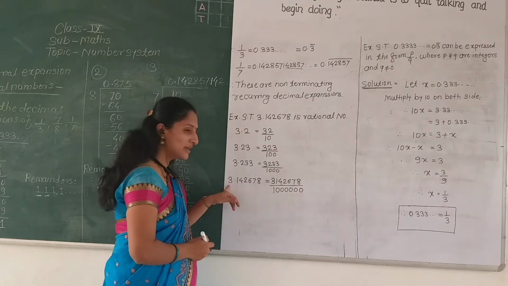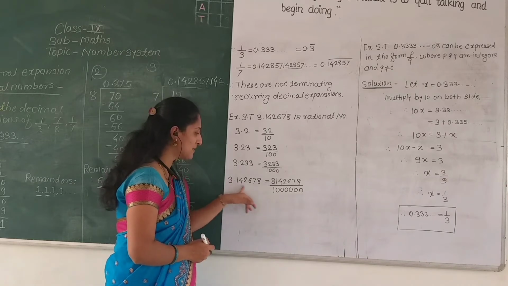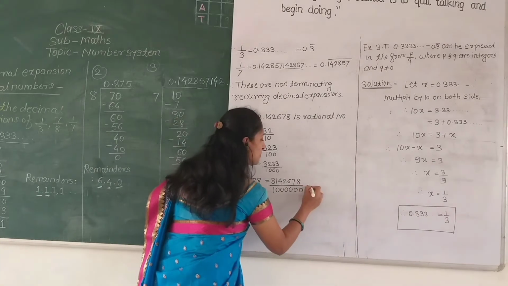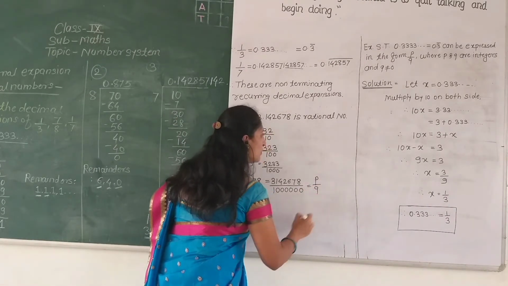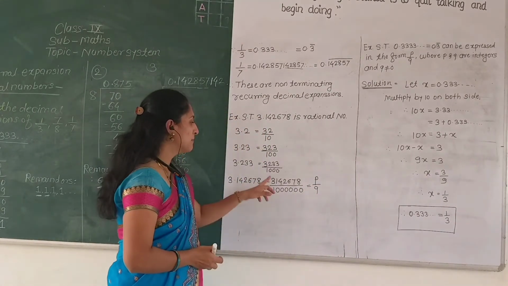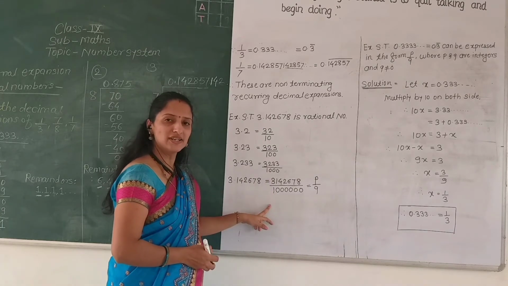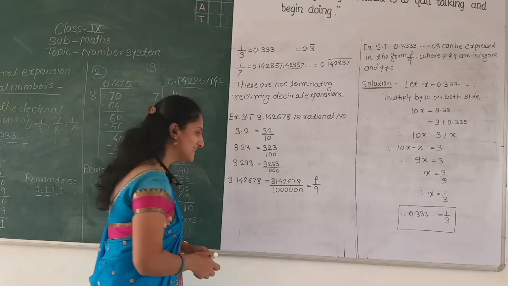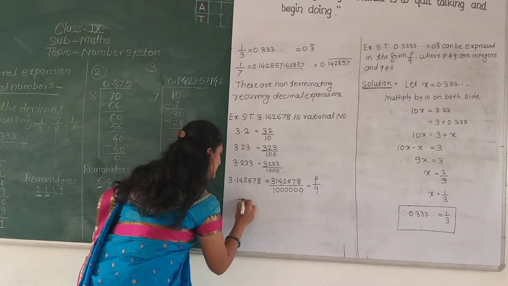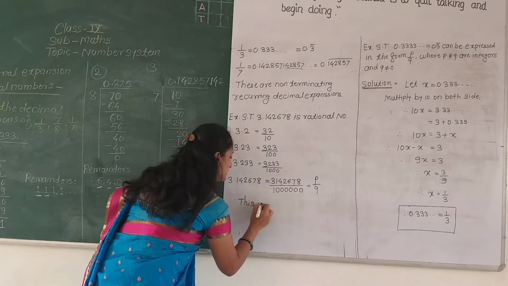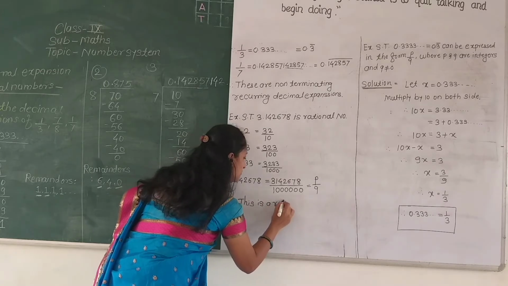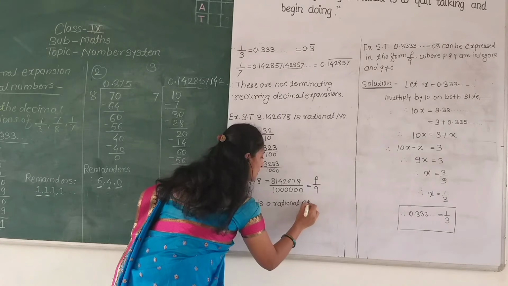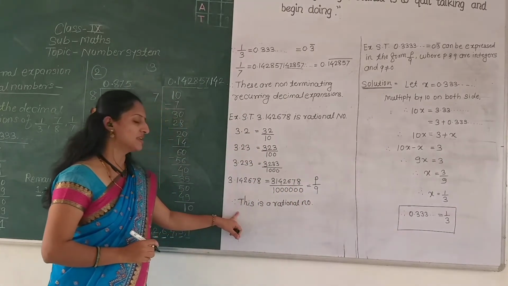That means we can write this decimal expansion in the form of P upon Q. We write this number in the form of P upon Q, where both P and Q are integers. That means this number is a rational number, right? Therefore, this is a rational number.